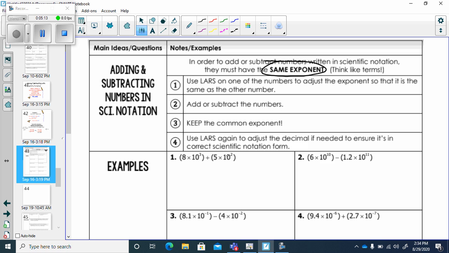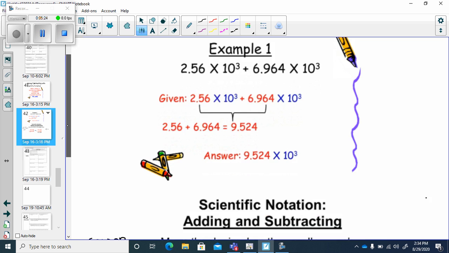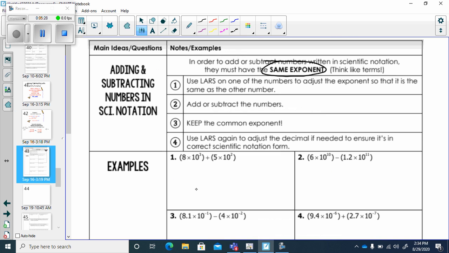Let's look at our scientific notation. Do we have the same exponents? No, we don't. We need to convert one of them. Up here we said, let's always convert the smallest one. Move the decimal on the smaller number. That's usually easier. If you look at these, 5 times 10 to the second is a smaller number. Look at your exponents. That's your smaller one. So let's keep our 8 times 10 to the third.